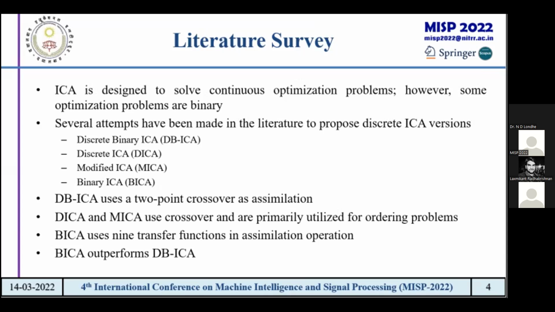However, there is some paucity of true binary versions of ICA because they are using a two-point crossover from genetic algorithms, and 9 transfer functions are just a random idea they are putting into this. So in this work, we have proposed such an algorithm and verified its superiority over other binary ICAs. We can say a true binary ICA.